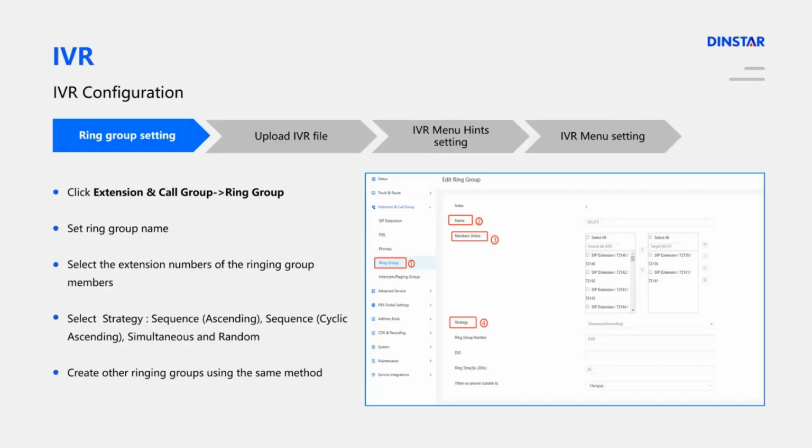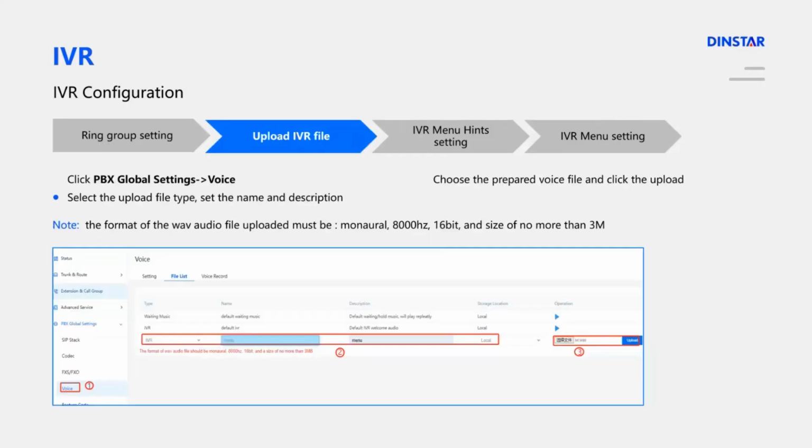We go to the PBX global setting page and we choose the voice, and we upload the recorded prompts, like maybe thank you for calling Dinstar, press 1 for sales, press 2 for support, and something else. And we should note the file format. It must be WAV, 8000 Hz, 16-bit, and the size no more than 3 M.